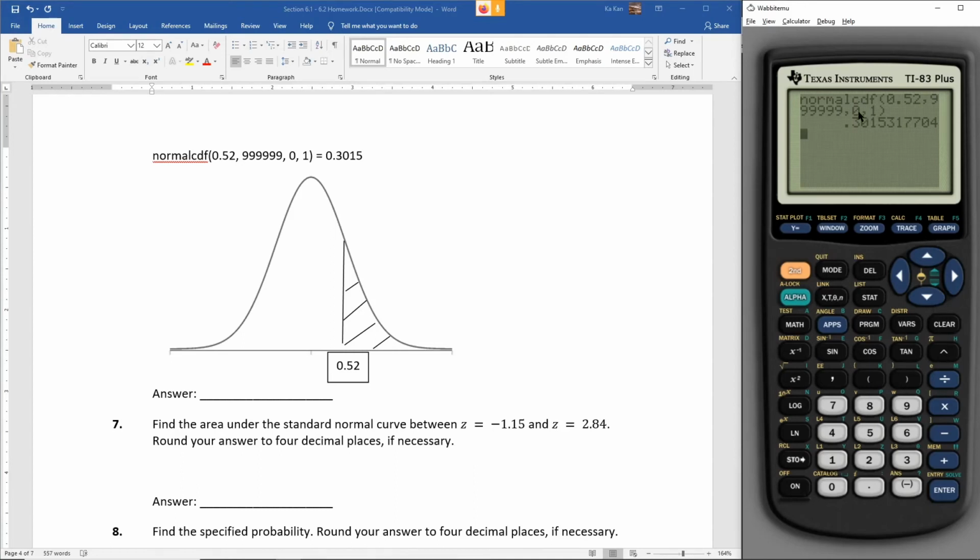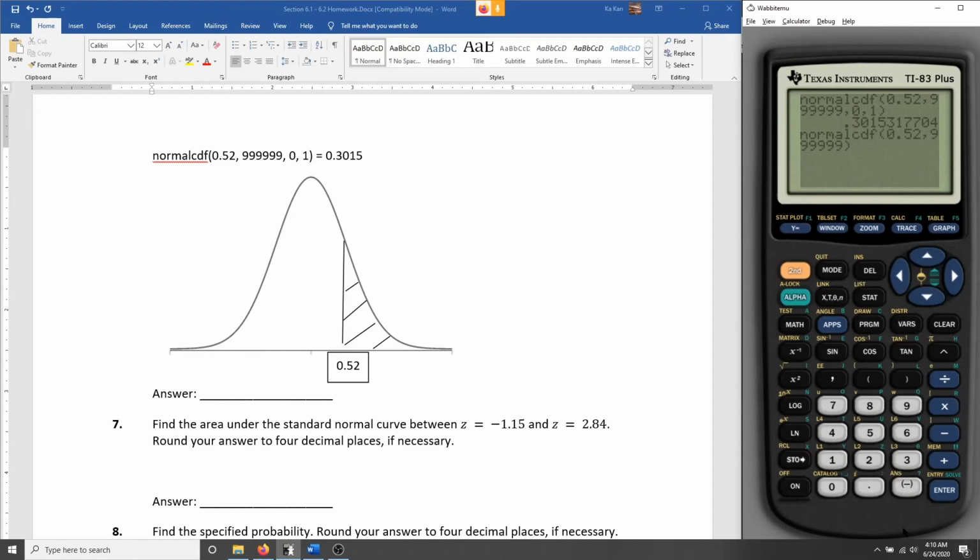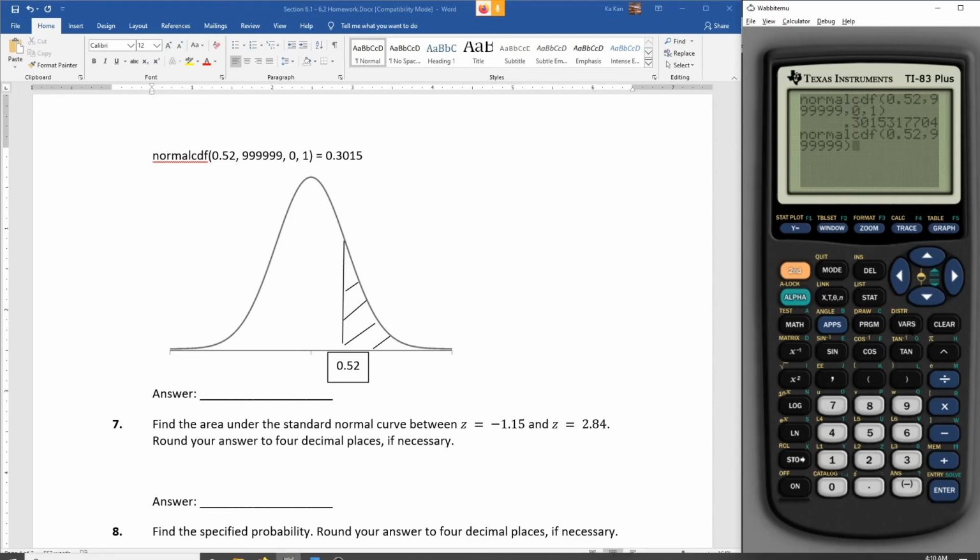Just one note on the side. You can get away with not putting 0 and 1, because by default, if you do not put any number in those slots, the calculator just assumes you have a standard normal distribution. So it assumes your mean is 0 and your standard deviation is 1. It's very nice. It's just that in the next chapters and sessions, you're always going to have a different average.